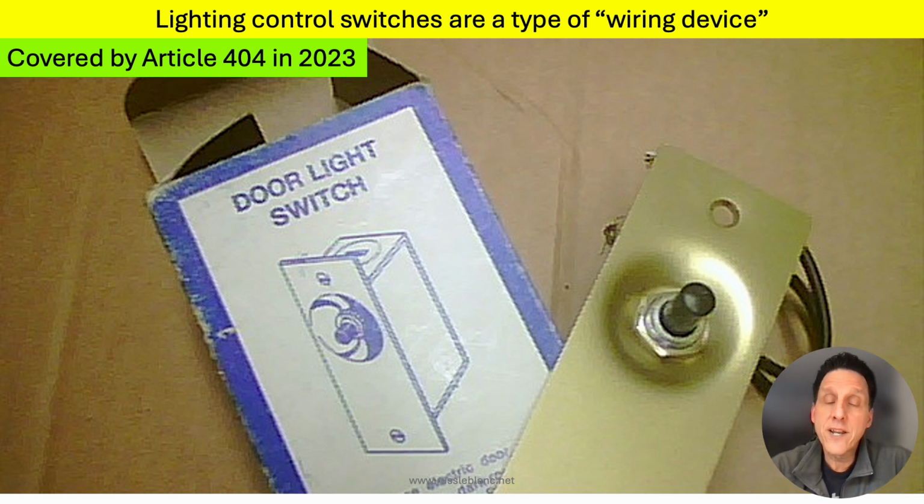And this lighting control switch typically gets installed in a door jamb, and the way I've seen them used is typically for a closet light. And again, this gets installed in a door jamb, so as you open the door, the switch opens and closes, right? When you open the door, the switch closes and turns the light on, and when you close the door, the switch opens and shuts the light off. This is a wiring device covered by 404 in 2023, because it's a type of switch.